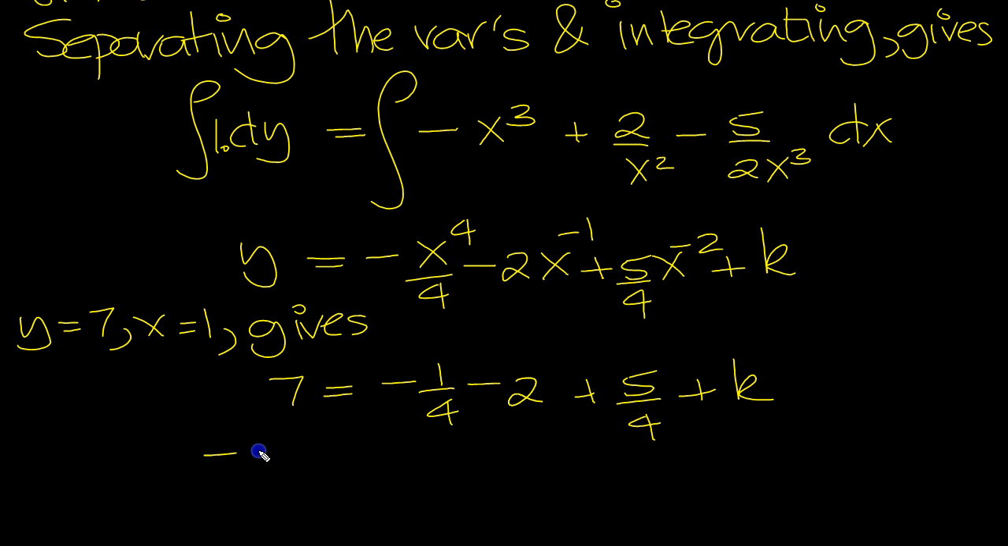So that tells us then. So we got 5/4 minus 1/4 is just plus 1. So we've got minus 2 plus 1, which is minus 1. Move that over to be with the 7. Minus 1 moved over is 7 plus 1 is 8. So k equals 8 then, we can see that.